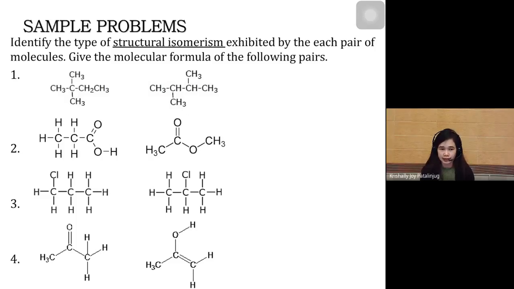Okay, 2 points each. You simply identify the type of structural isomerism. If it is chain, position, functional, tautomerism, metamerism, or ring chain isomerism. Okay, just follow the instruction being provided. So Google form lang siya para diretso ra din ninyo makuha inyong scores. Okay? Sige. So that would be all for this morning.